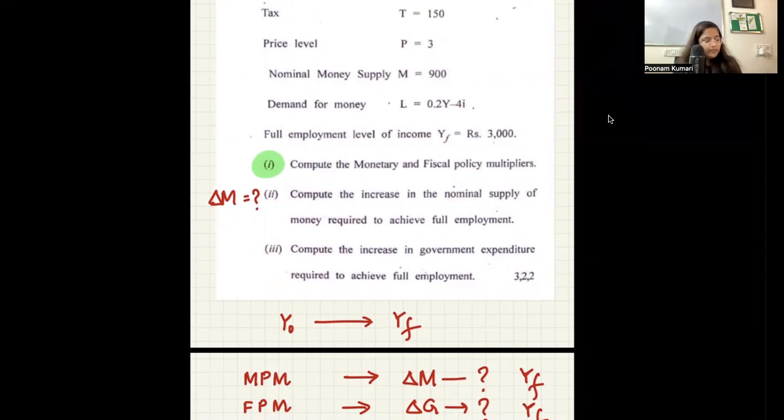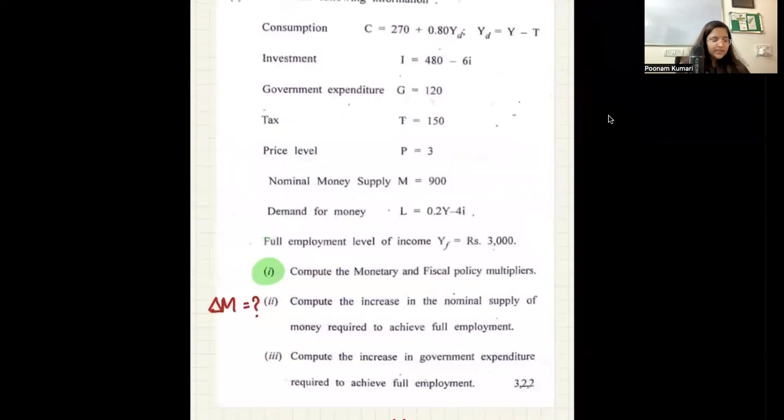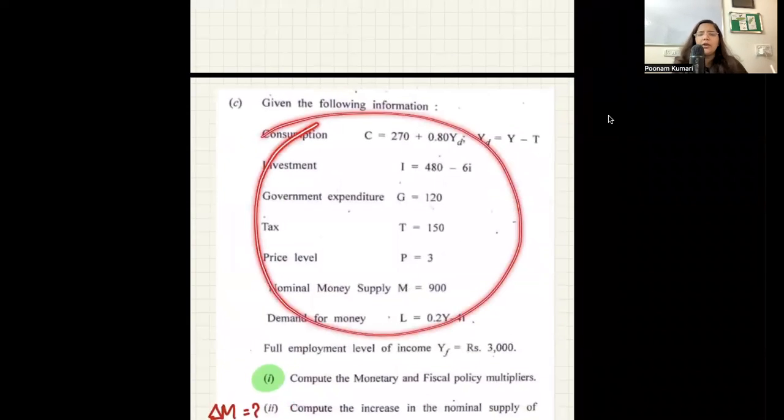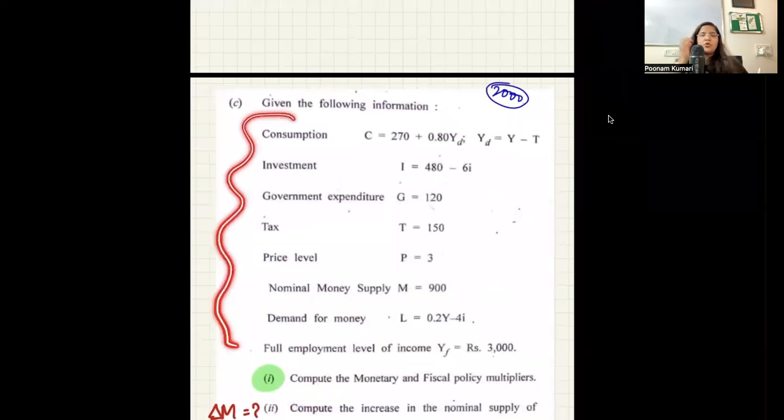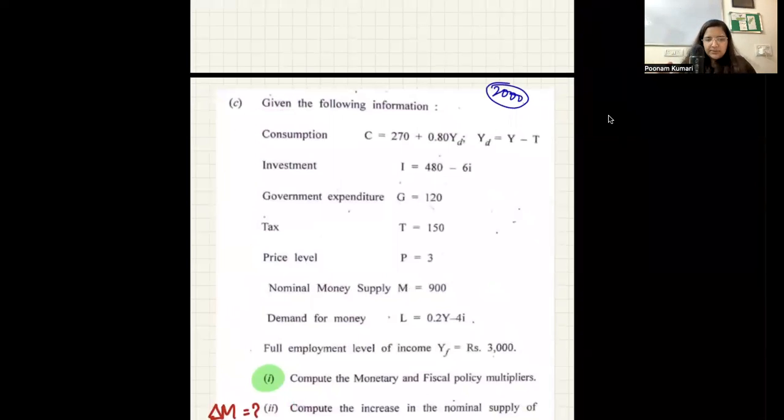यहाँ पे क्या दिया हुआ है, compute the increase in nominal supply of money. So tell us what is the change in money that is needed to reach an income of 3,000. So with the numbers that you are given currently, आपकी कोई ना कोई income होगी, right? Let's say, for example, I'm just giving you a random example. Let's say your income would have been 2,000. कि ये सब कैलकुलेट करके इसको सॉल्व करके आपकी इनकम आ गई 2,000.